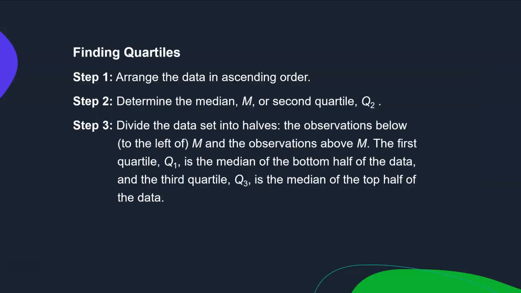All right, these are the steps for finding the quartiles. There are 3 steps. First, arrange the data in ascending order, from smallest to biggest. Second, find the median, or the second quartile. The median is also your Q2. Then you divide the data set into 2 halves. The median of the first half will be your Q1, and the median of the second half will be your Q3. Okay? We're going to do an example of this.